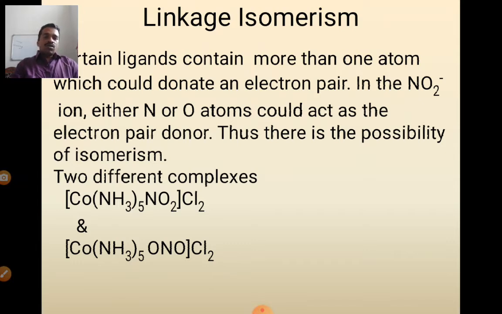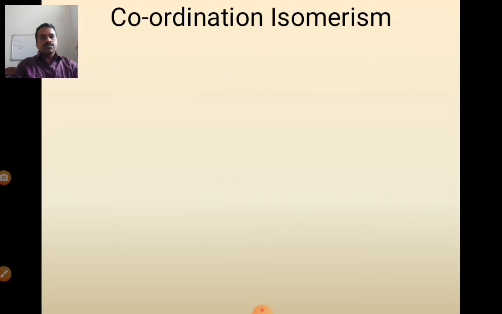Its molecular formula is the same, Co(NH3)5(NO2)Cl2. The only difference is the point of attachment, the linkage between metal and ligand. In the first one, there is a linkage between cobalt and nitrogen, and in the second example, there is a linkage between cobalt and oxygen. That's why these are called linkage isomers, and the phenomenon is called linkage isomerism.